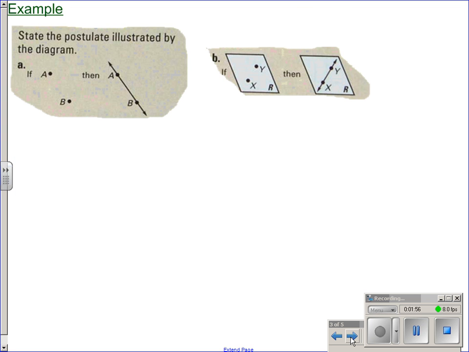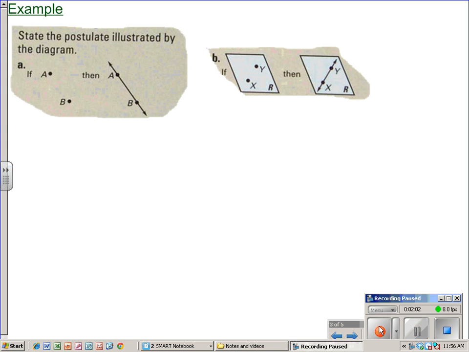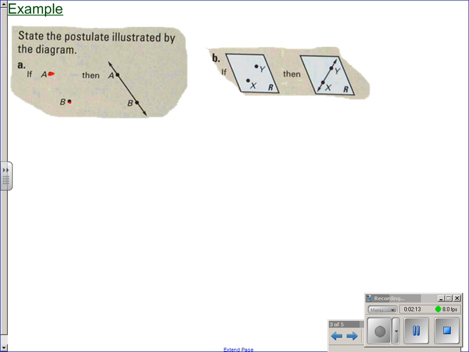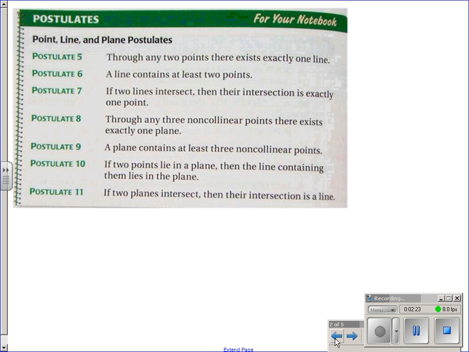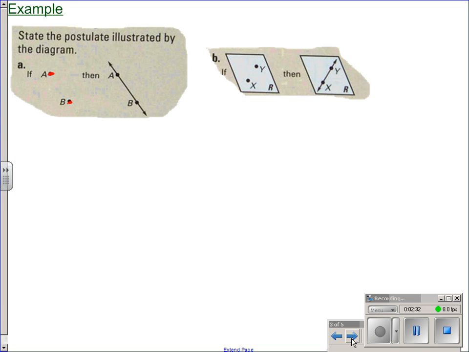Okay, so here's the idea of some of the problems that you might see. State the postulate illustrated by the diagram. So what you have is, if you have 2 points, then, well, now you've got a line going through those 2 points. So if there are 2 points, then there is one line going through them. So just going back to reference this, through any 2 points, which is what we have, there exists exactly one line. That's our postulate. So why can this statement be made? Because of postulate 5.